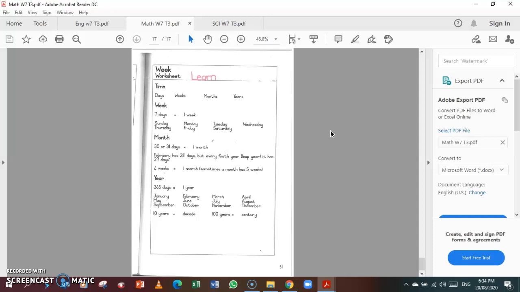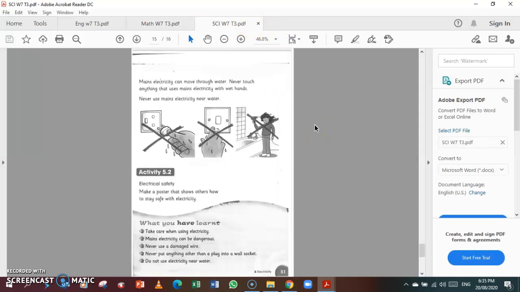Okay, here once in 1 month, we've got 30 days, sometimes 31. February would have either 28 days, or every 4th year it will have 29 days. We've got 4 weeks in 1 month. Sometimes it's 5 weeks. Okay. That is the end of your maths. Let's move on to your science.